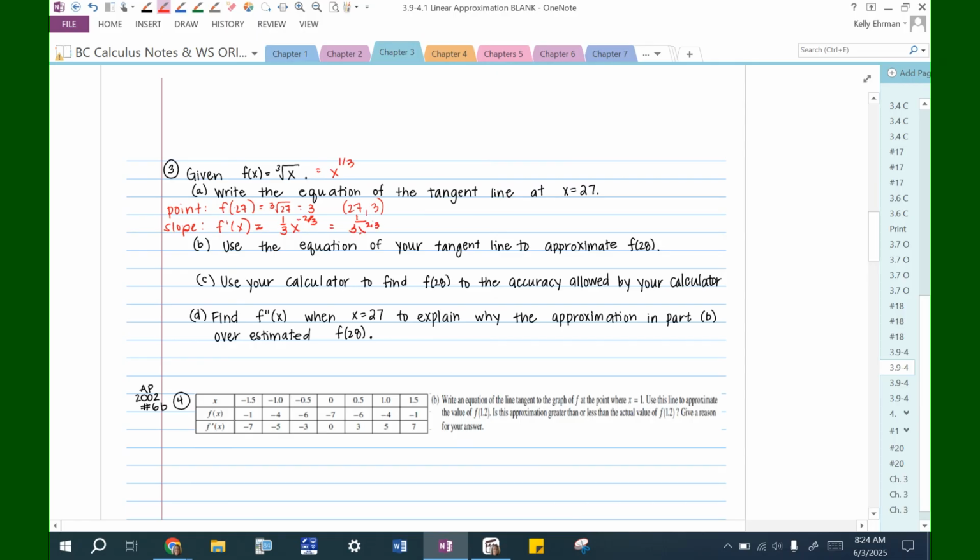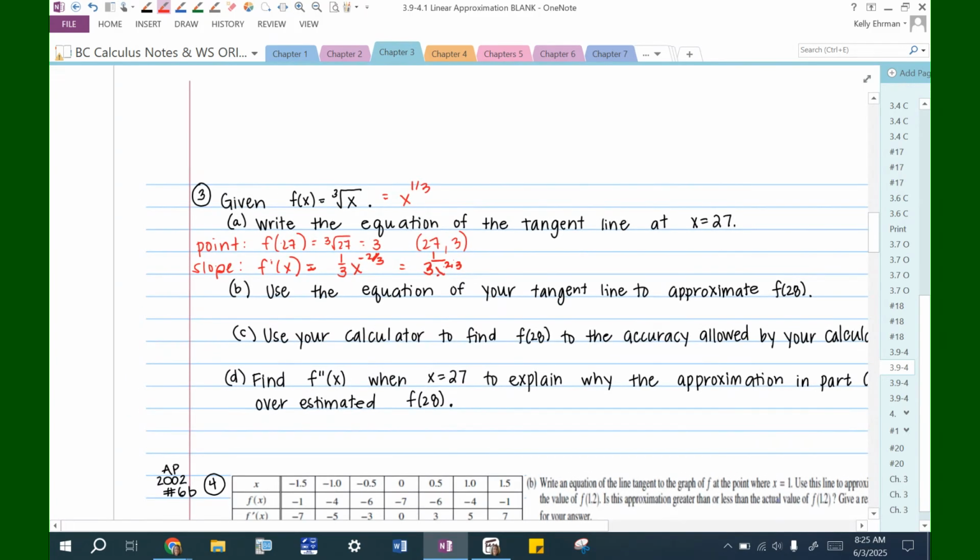This pen keeps cutting out here. There we go. And then remember, you need to evaluate the slope at this point of tangency. So f prime of 27 is equal to 1 over 3 times 27 to the 2/3.